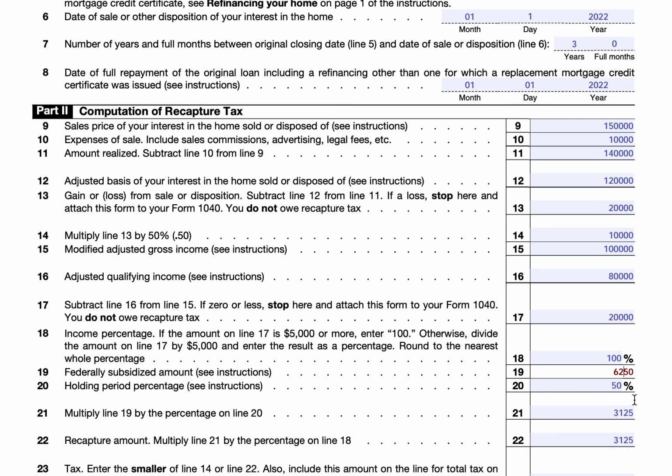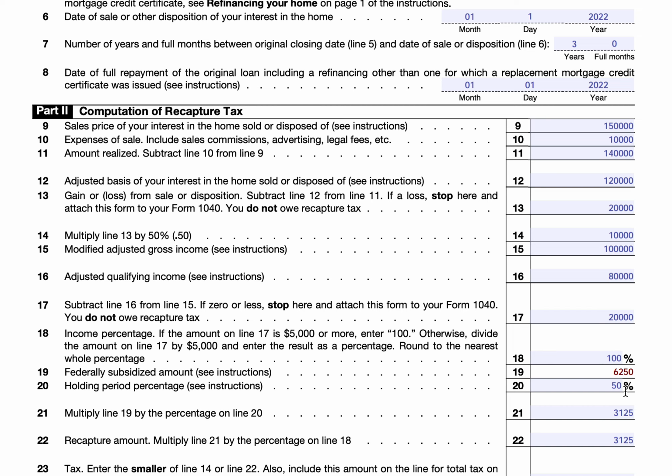If you fully repaid the loan within 4 years of the closing date and before you sold or disposed of it, you may need to calculate this on a special table that you can find in the form instructions. You can also find that table in our article. I'll get to that in just a moment. In this case, I just put in 50%. Again, this is purely for demonstration purposes.